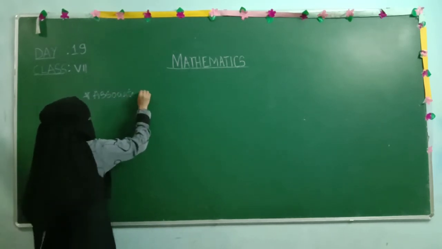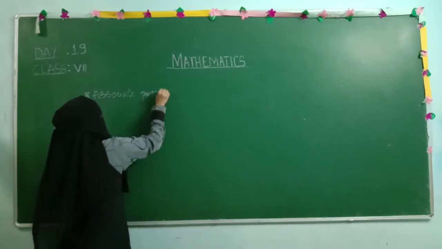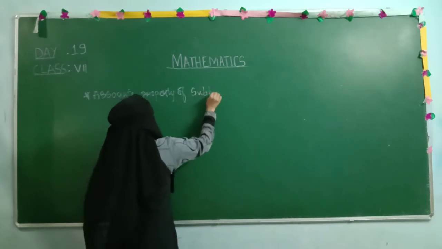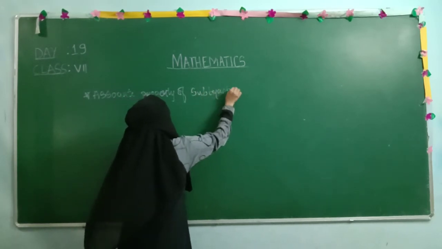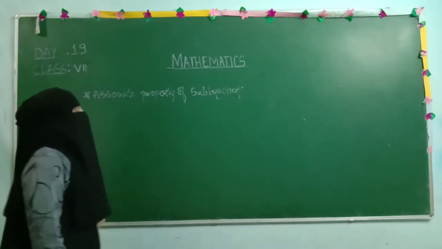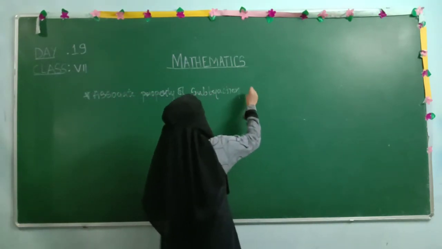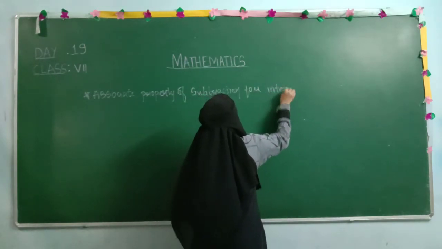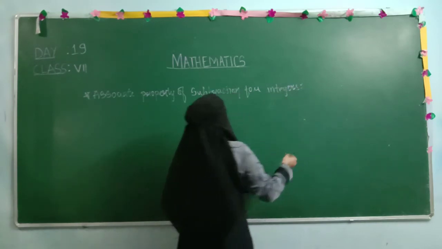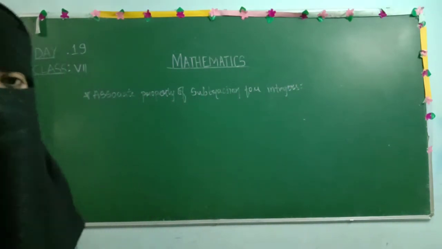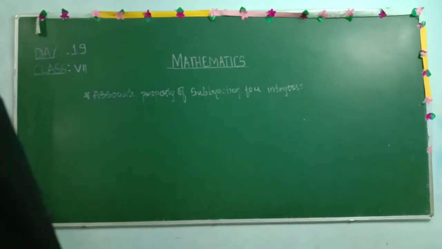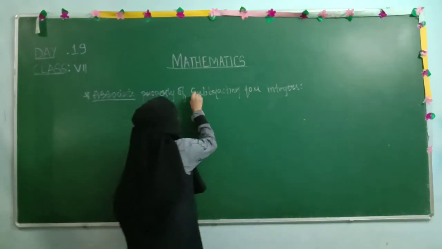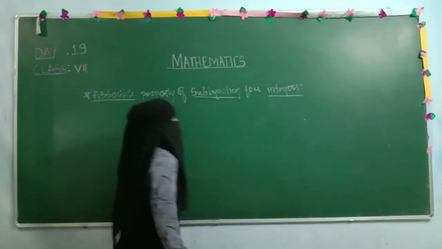Associative property of subtraction. For which numbers are we checking? Exactly, that is important: for integers. What are integers? Yes, the set of positive numbers and negative numbers including 0. So the associative property, and the operation is subtraction, for integers we are verifying.